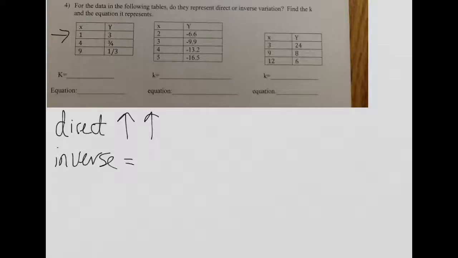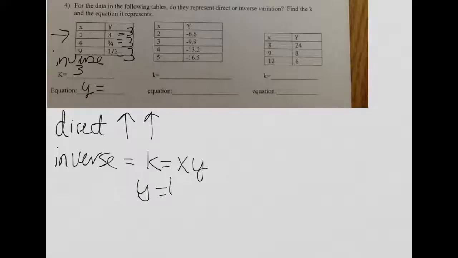So to figure out if it is, let's figure out what the k is. The k there would have to be the same for every single row, x times y. So here in this one we have 1 times 3, which is 3. We have 4 times 3/4, which is also 3. And 9 times 1/3, which is also 3. So this graph is an inverse graph. The k there is 3. The equation is y equals, remember, k over x, 3 over x.